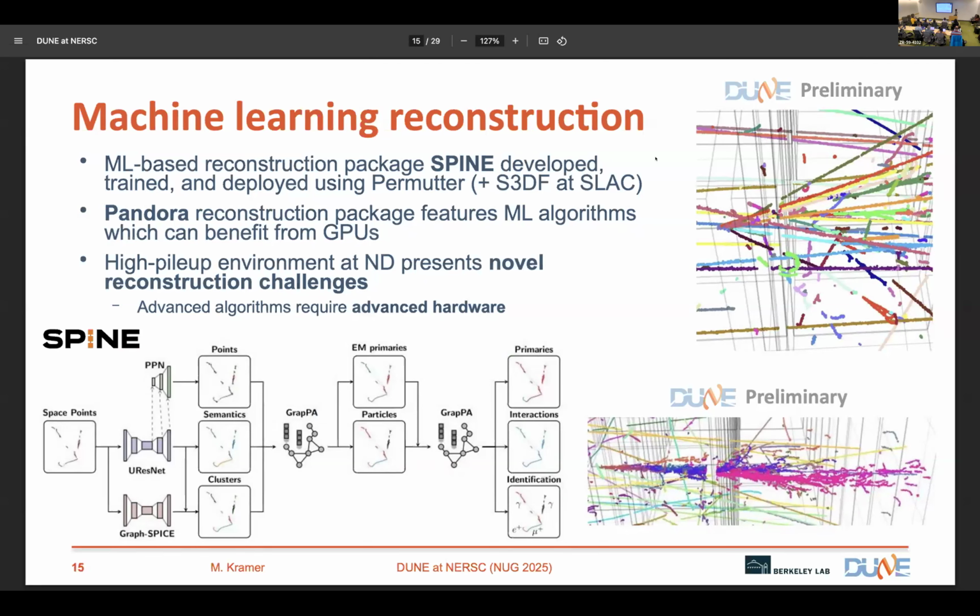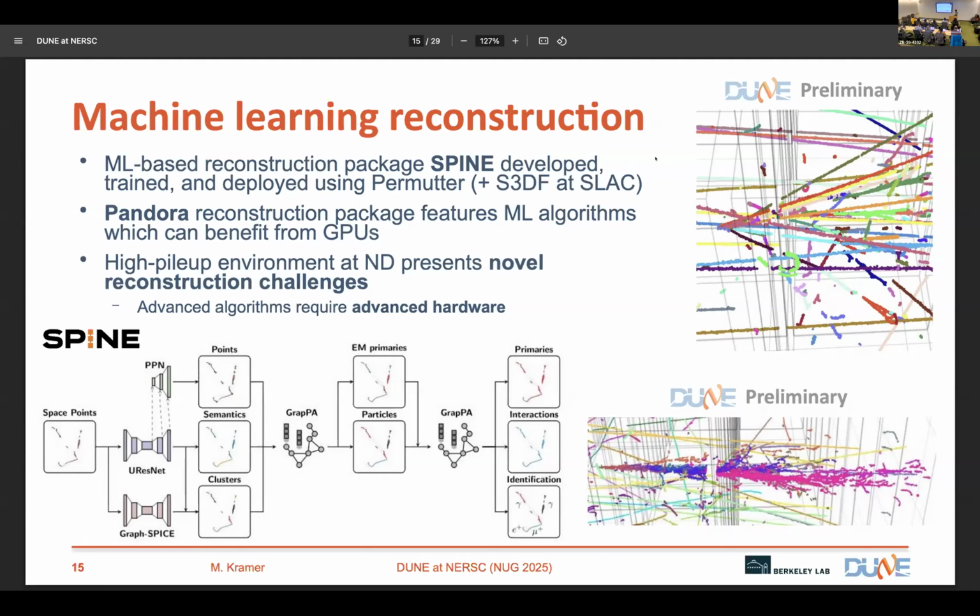Next up, we have some reconstruction code. This was not developed really by our group here at the lab. This was developed mainly by a group at SLAC, and that's since then expanded to multiple institutions. But this is a machine learning based reconstruction package based on Torch. Perlmutter was used for a lot of the training and testing, as well as running it. SLAC's S3DF system was used as well.